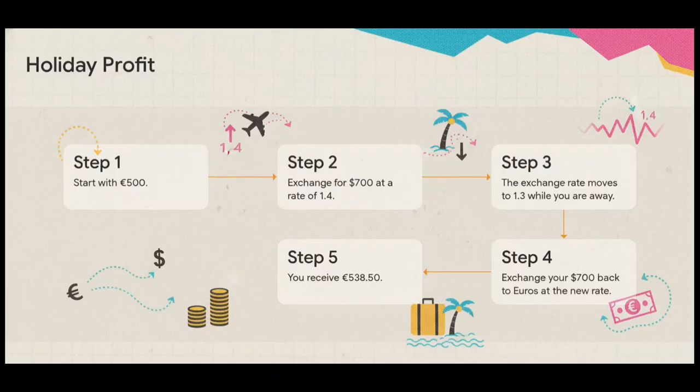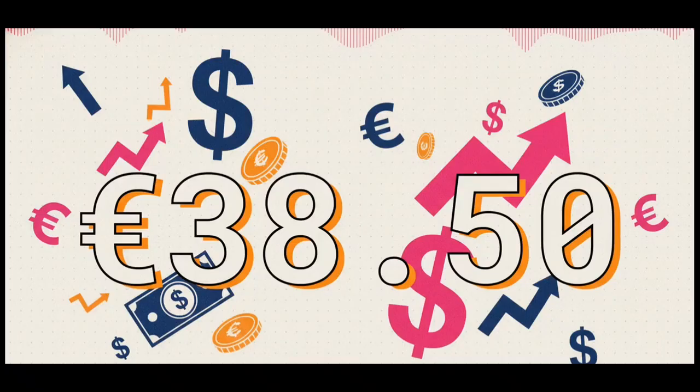Pretty straightforward. Now this is where the magic happens. Let's imagine you had a really chill trip, and you didn't spend a single dollar. While you were relaxing, the markets were moving, and the exchange rate actually changed. It dropped to 1.3. So when you get home, you take your $700 and exchange them back into euros at this new rate. And check this out. Because of that little shift, you don't just get your original 500 euros back. No, you actually get back 538 euros and 50 cents. You just made a profit of almost 40 euros just by being on vacation.